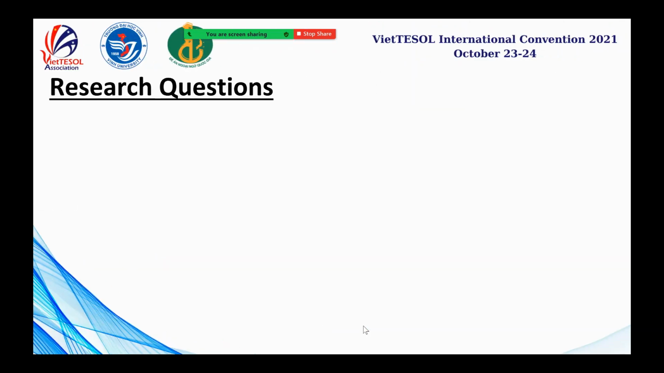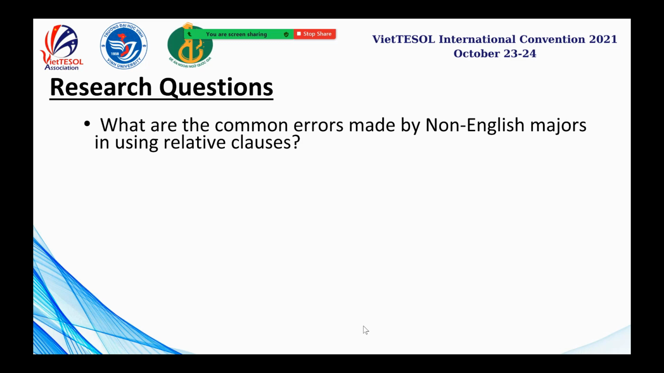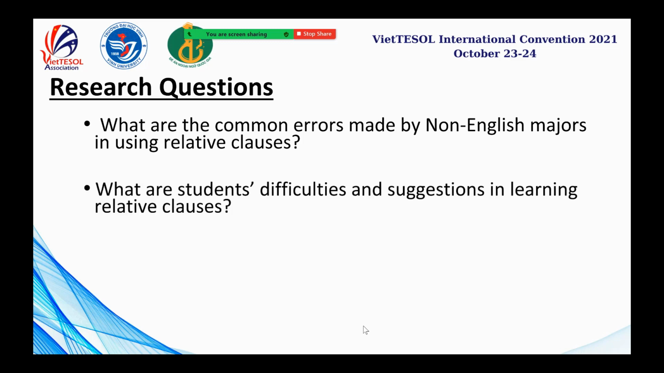So now we come to the research questions. To address the purpose of the study, the researchers come up with two research questions. The first one is, what are the common errors made by non-English majors in using relative clauses? And the second one is, what are students' difficulties and suggestions in learning relative clauses?